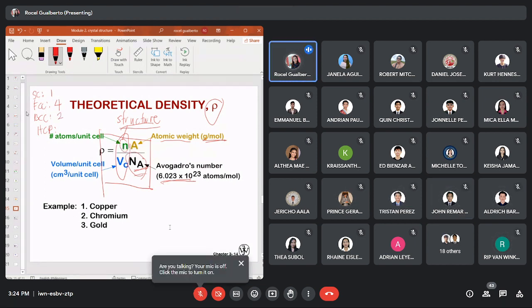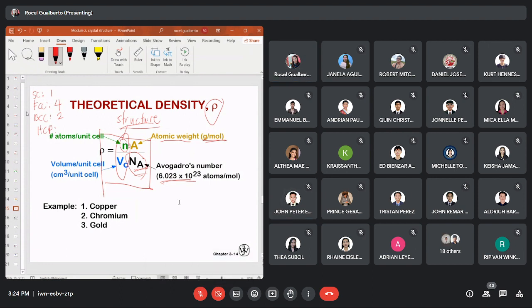Okay, so tama po yung sagot nyo. And then finally, for HCP, ilan po ang total? 6 po. 6, correct. Okay, so we have there yung 6. So yan po yung bilang ng mga atoms in the unit cell. Okay, so as you observe, sa HCP po pinakamadami.